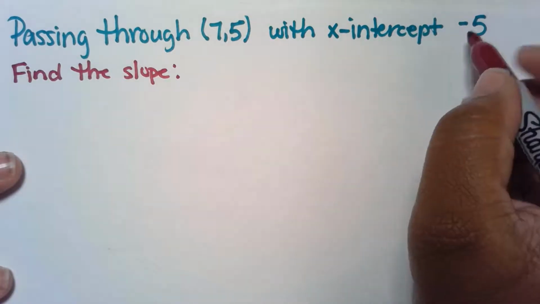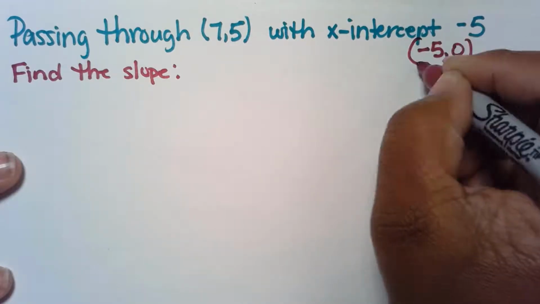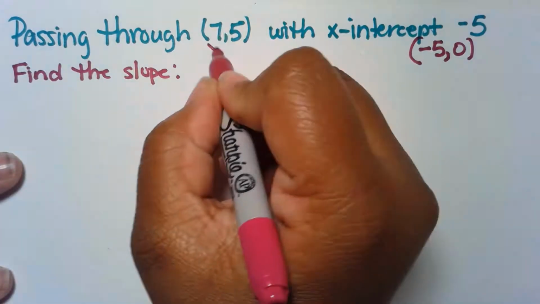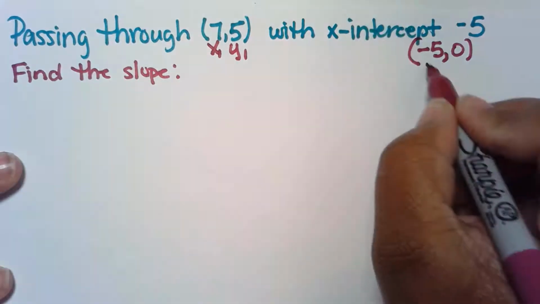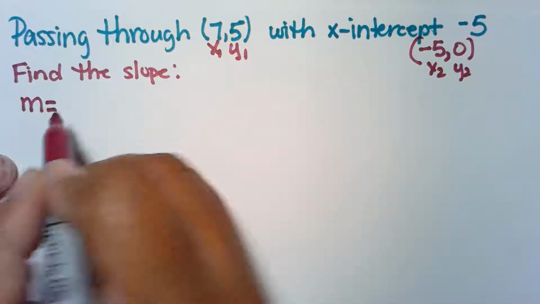We know that the x-intercept, we have to let y be 0. So here's our second point. So here is x1, y1, x2, y2. Let's plug it into our formula.